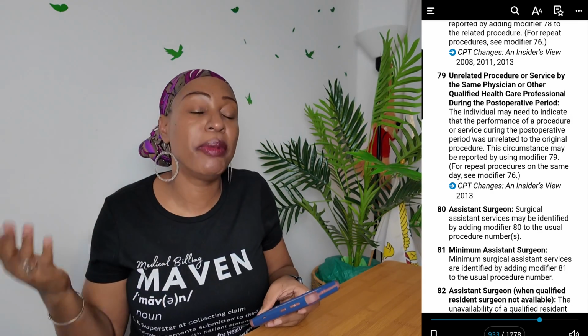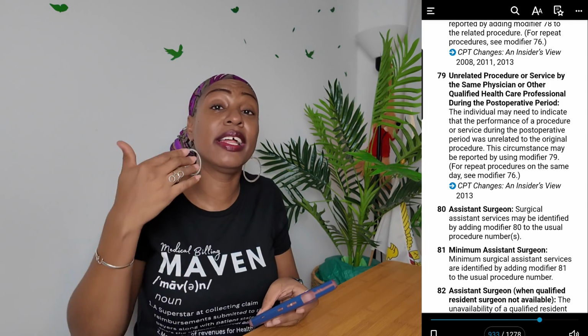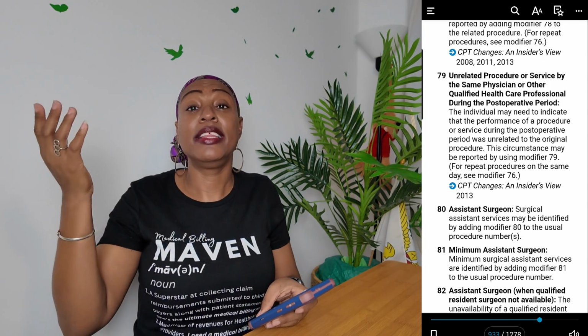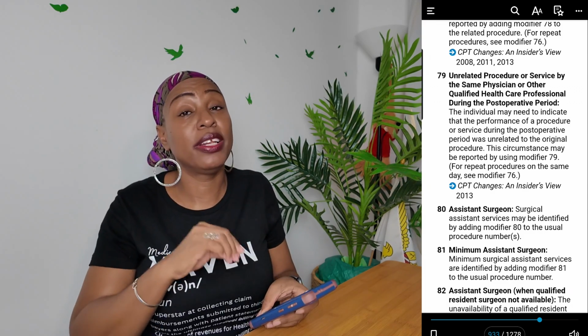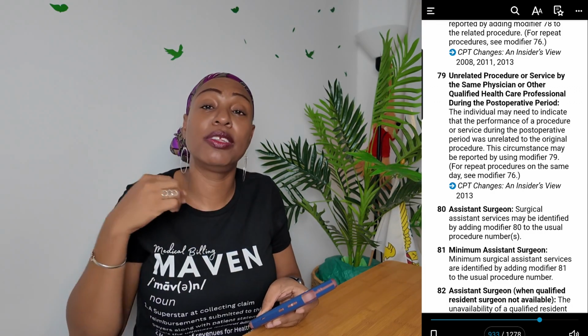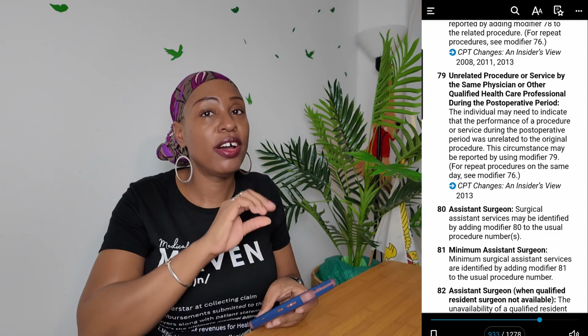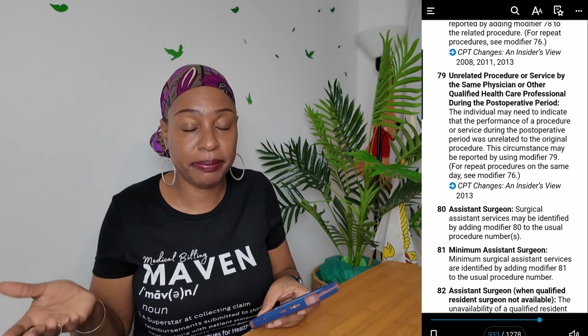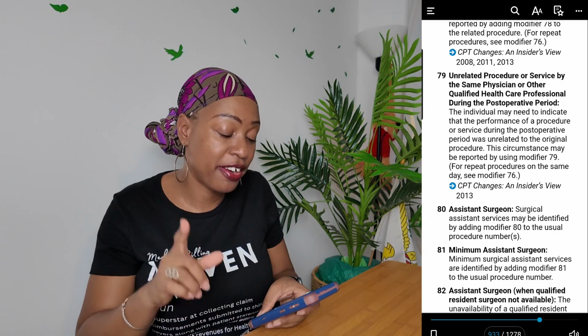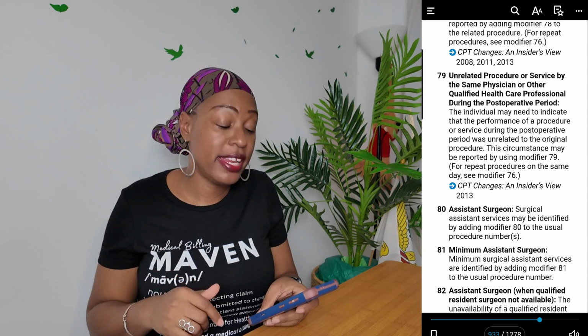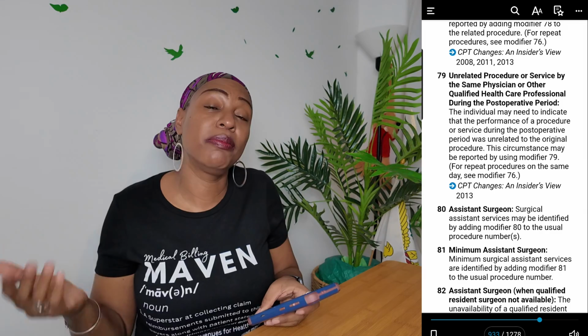Again, this is more informational because it's just letting the payer know that yes, we know that there are two procedures being done. We know that the second one is being done within the post-op period. However, the procedures are unrelated. And last, we're going to go to modifier 80. Modifier 80 is assistant surgeon modifier.